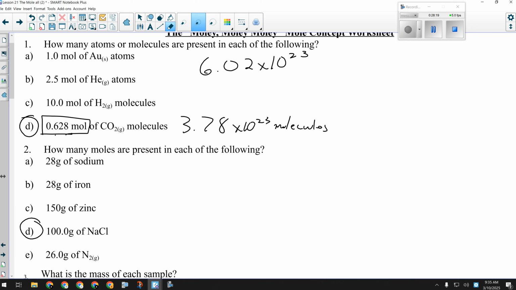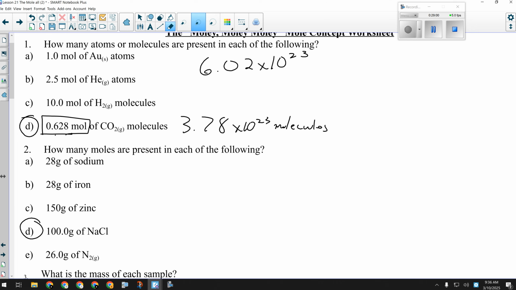So what would the answer to number 1A be? Exactly. I have 1 mole of gold. Isn't that 6.02 times 10 to the 23, the number of particles in a mole? And if you went 1 times 6.02 times 10 to the 23, would you not get 6.02 times 10 to the 23? 1 times anything is itself.